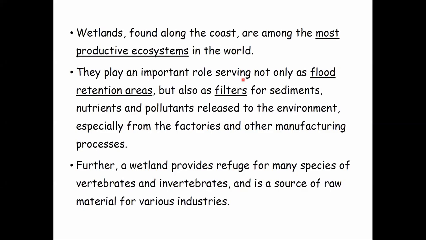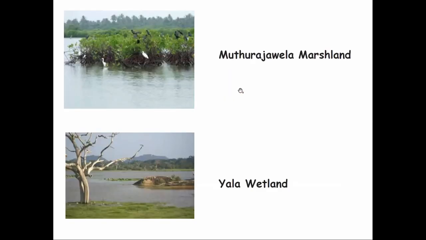Further, a wetland provides refuge for many species of vertebrates and invertebrates, and is a source of raw material for various industries. There are examples of animals, birds, and other flora and fauna occupying wetlands. Two examples of wetlands or marshlands in Sri Lanka are Muthurajawela marshland and Yala wetland. I have put two examples here.